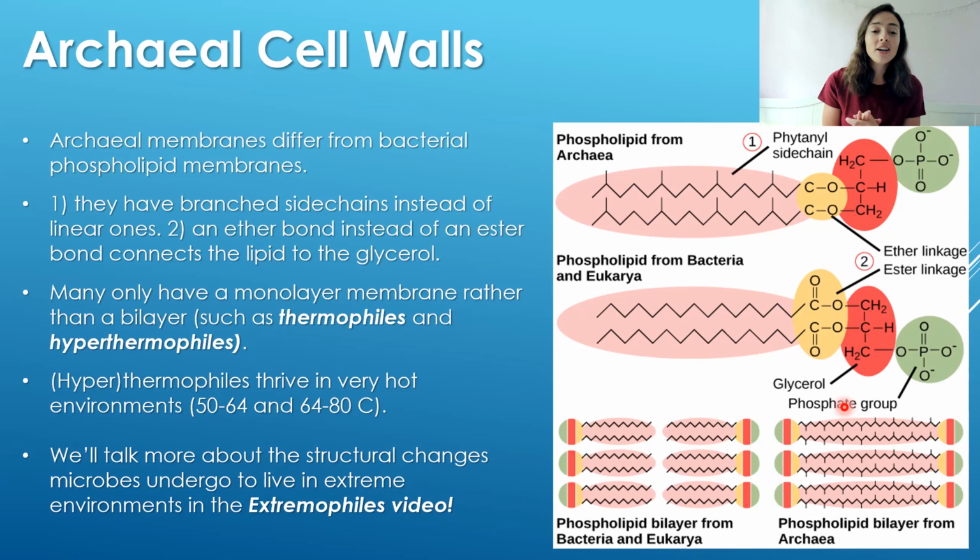They're very versatile, and most of the ones that do form monolayer membranes are extremophiles, such as thermophiles or hyperthermophiles that love heat. These archaea or extremophiles that live in really hot environments that hardly any other life could handle have an altered membrane in order to allow them to survive that type of environment. I'll talk about a lot of other types of extremophiles in my extremophile video, which I will have coming out later on, or if it's out now, go check it out. But that's basically how archaea cell walls differ from bacteria.